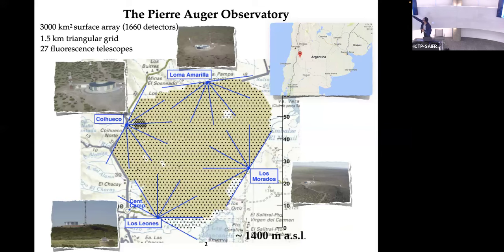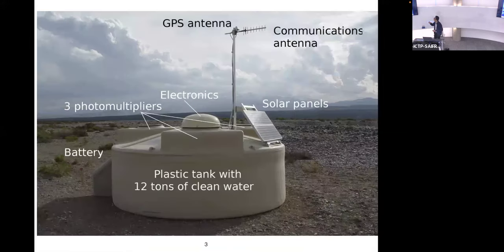You can see the sites of each fluorescence telescope, and the field of view of each telescope is represented by these blue lines here. And we have something like more than 1,600 surface detectors located in a triangular grid with 1.5 kilometer distance between these detectors. And look, it's a big observatory. We're operating since 2004.